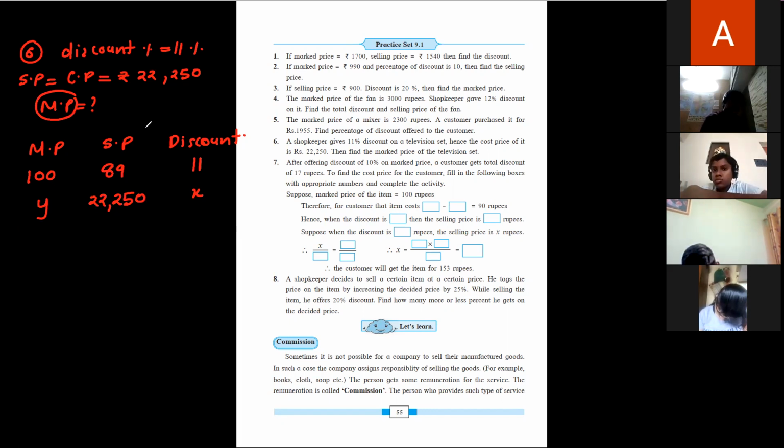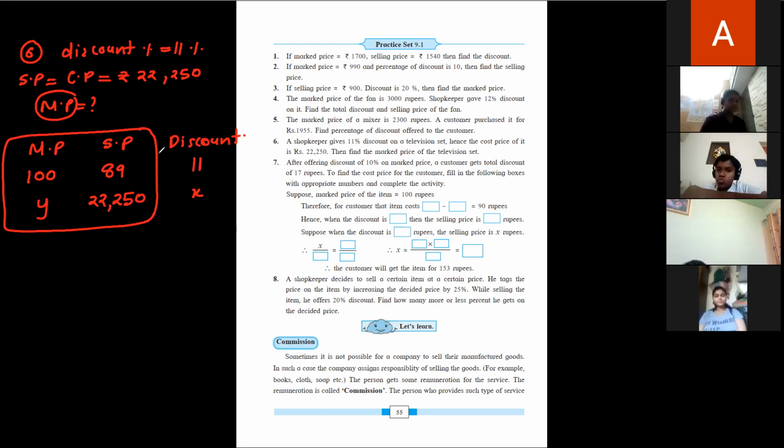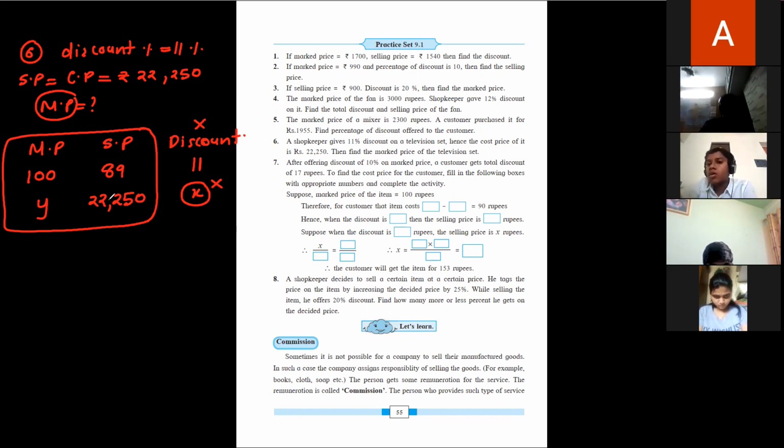So which columns you'll use? You'll use these two columns. Why we are using these two columns? Because over here there is X unknown. Okay, that's why you don't use this discount part. We'll use these two because over here there's only Y unknown. Rest all the values are given. Okay, now pay attention. How will you solve this?